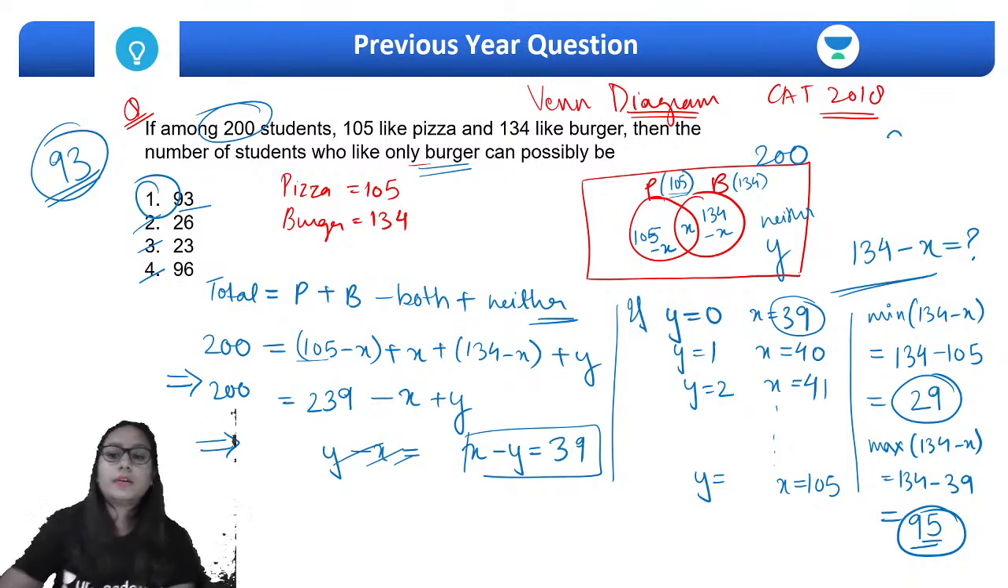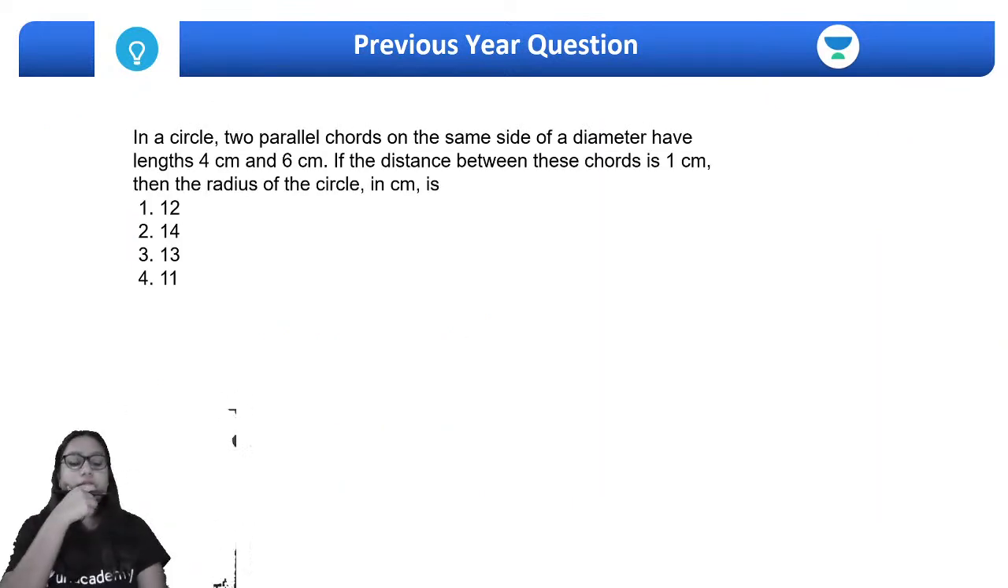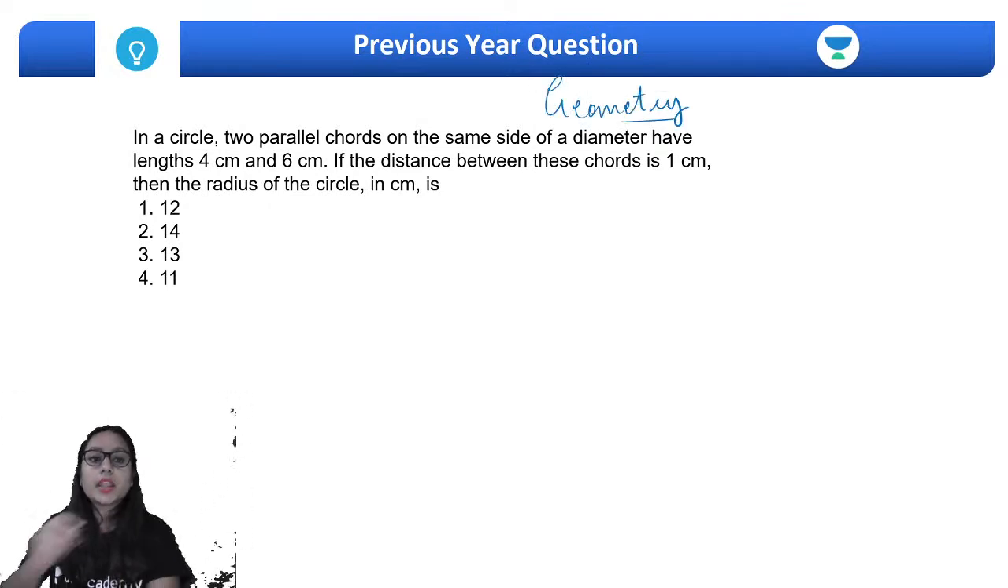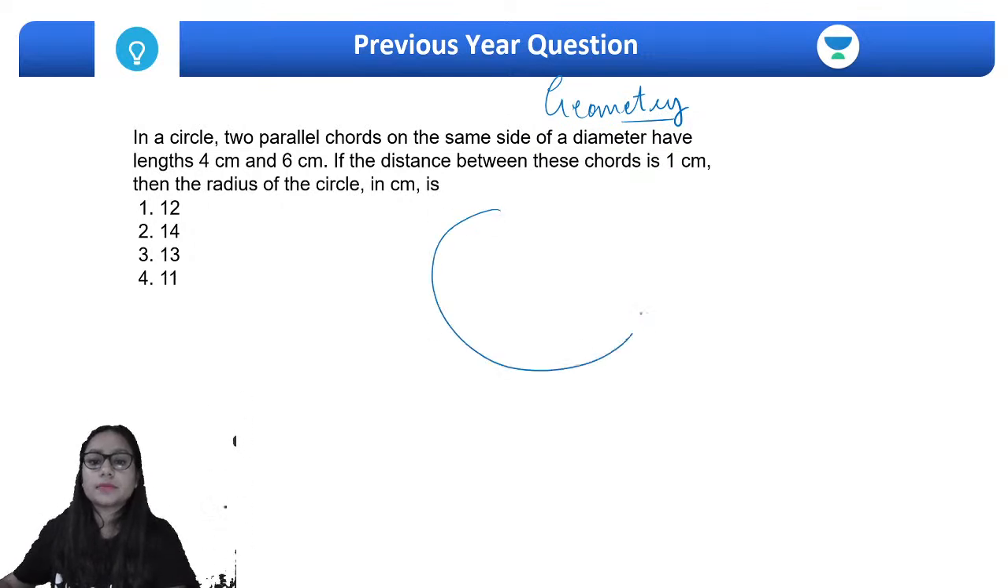Okay, let us continue now. This is a question from geometry. This question is also from CAT 2018. Let us discuss this question. In a circle, two parallel chords are on the same side of the diameter. Let us draw the figure first.